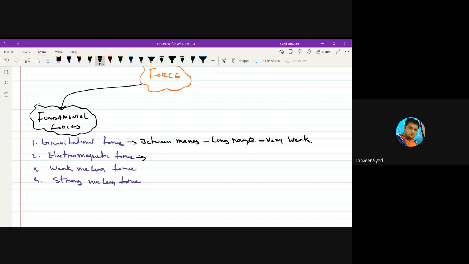Then electromagnetic force is that force which acts between charged particles. We have studied charge in our earlier classes. If you have two bodies or two particles which have like charges, they will repel each other, and bodies with opposite charges will attract each other. Attraction and repulsion are nothing but forces. The forces which exist between charged bodies we call electromagnetic force. This is a short range force. It can act up to a few millimeters, centimeters, or maximum up to a few meters. And this is a strong force. And weak nuclear force is observed in certain special situations, like in the case of nuclear reactions.